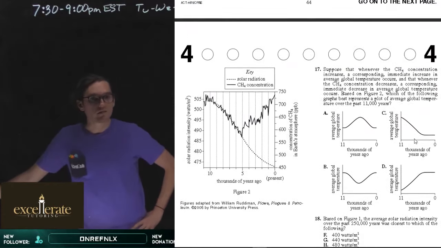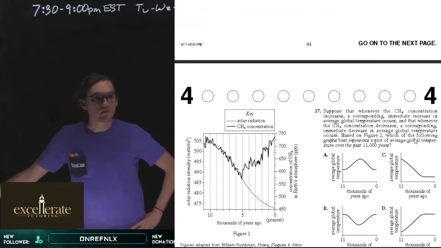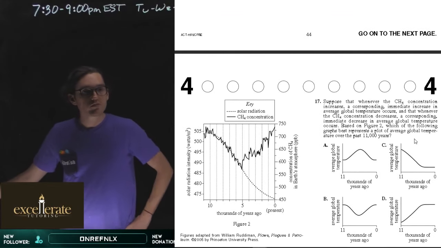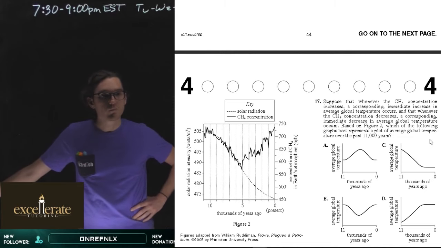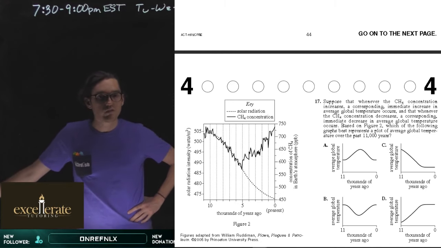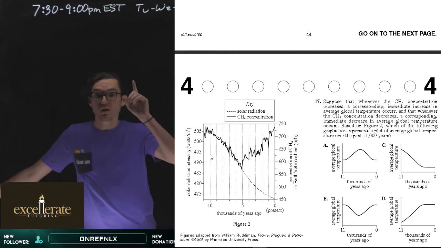Number 17. Suppose that whenever the CH4 concentration increases, a corresponding immediate increase in average global temperatures occurs, and that whenever the CH4 decreases, a corresponding immediate decrease in average global temperature occurs. Based on figure 2, again, which of the following graphs best represents the plot of average global temperatures over the past 11,000 years? So what they're saying is, as methane goes up, so does the temperature.